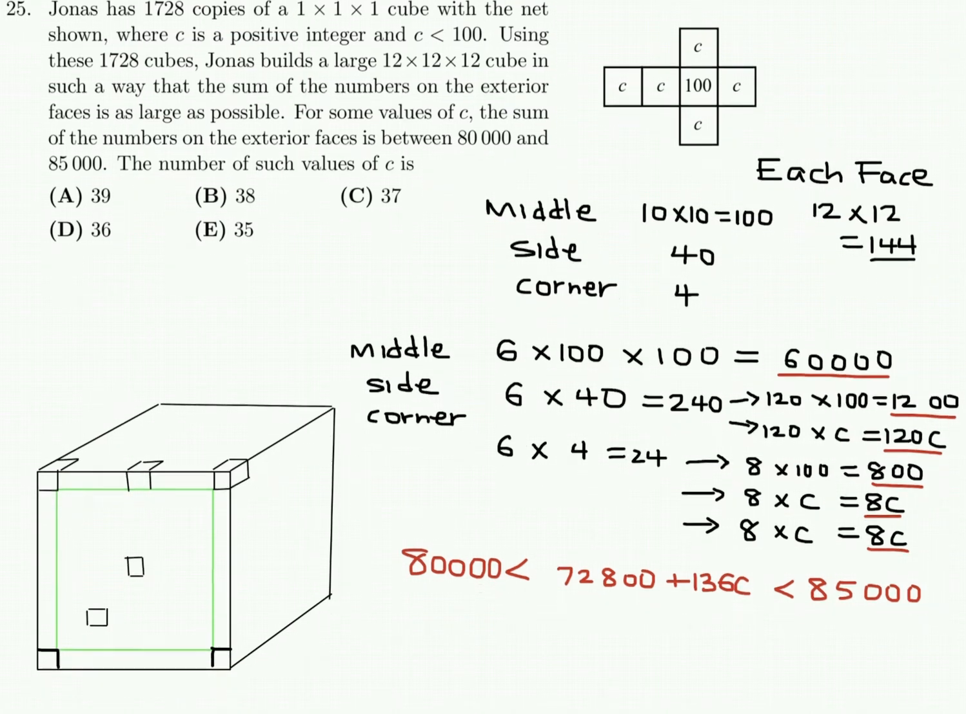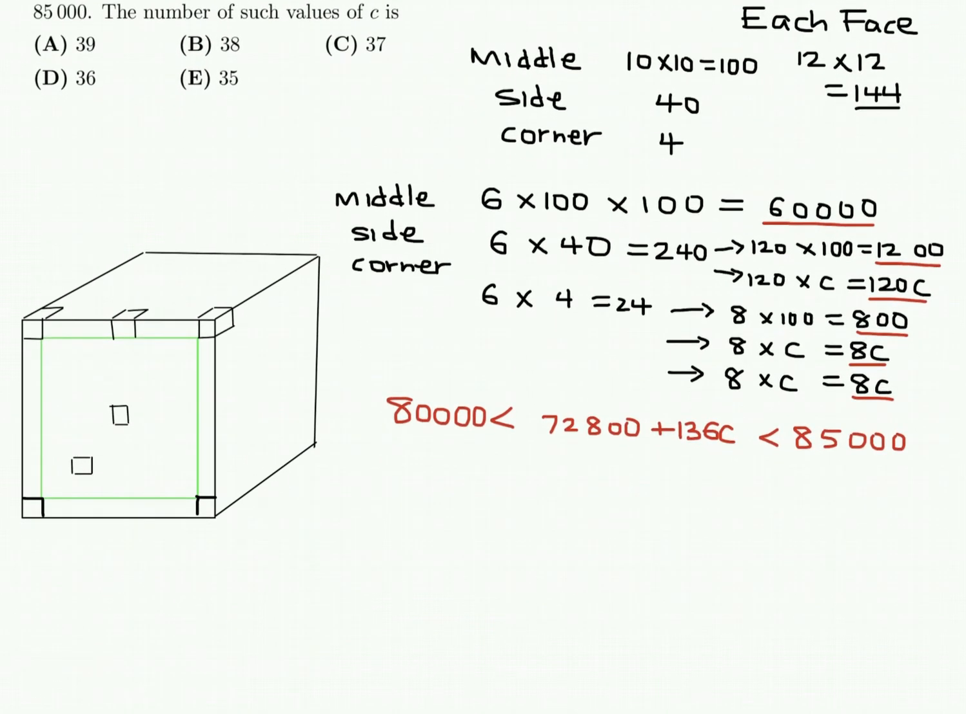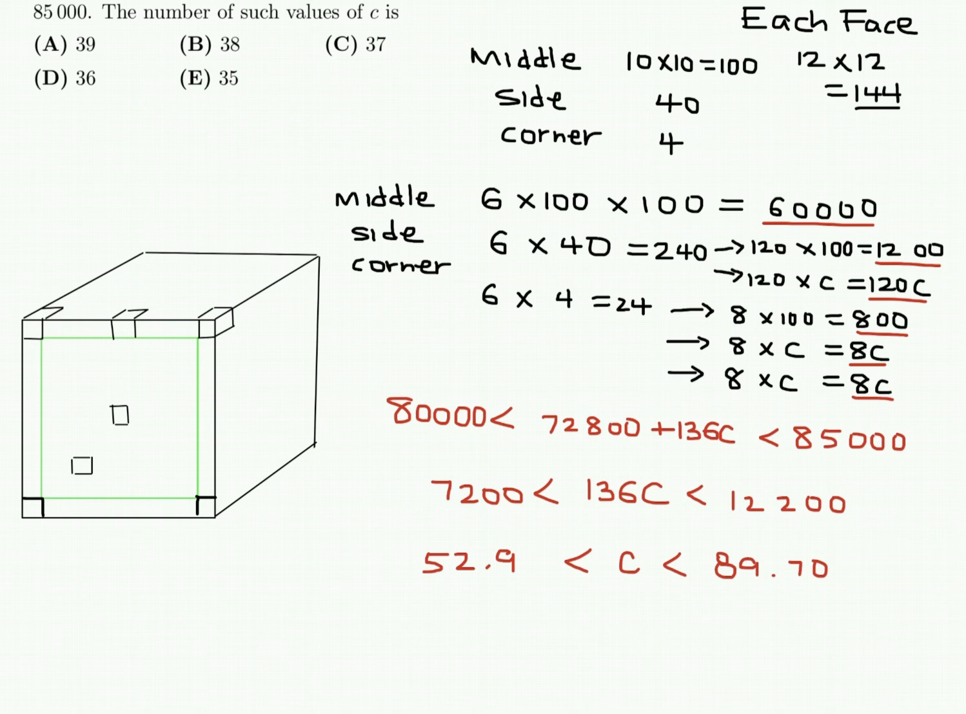Okay, I think that's a fairly straightforward inequality to solve. So here we go. First thing is bring the 72,800 to one side. If I subtract it from both sides, I'll get 200 on that side and 7,200 on one side. And then divide through by 136, and that brings me to just C in the middle. This side will be 89.7 approximately. And on this side, it'll be 52.9, approximately.